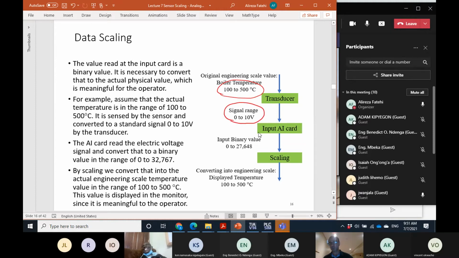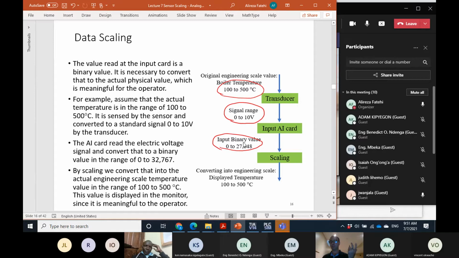This 0 to 10 volt is read by the analog input card. That analog input card generates a binary value in this range. But the problem is that this is the number that we have in the PLC, but it is meaningless for the operators. For example, if you tell the operator that the temperature is 27,000, they are just confused. What's 27,000? The maximum temperature is 500 degrees centigrade. What's the scale of that?